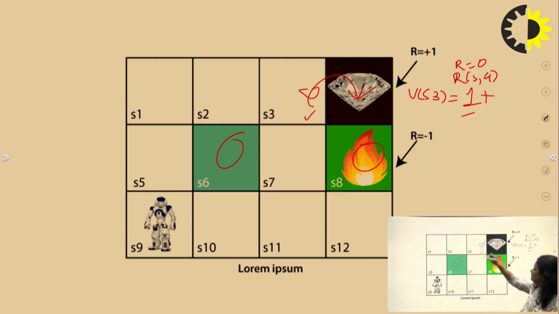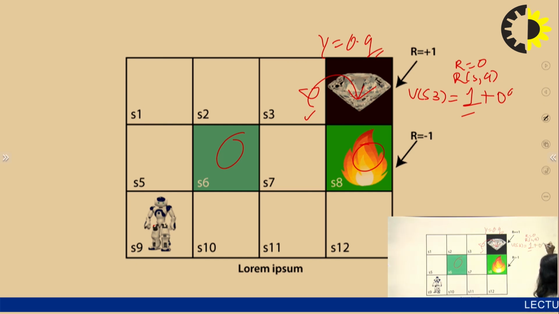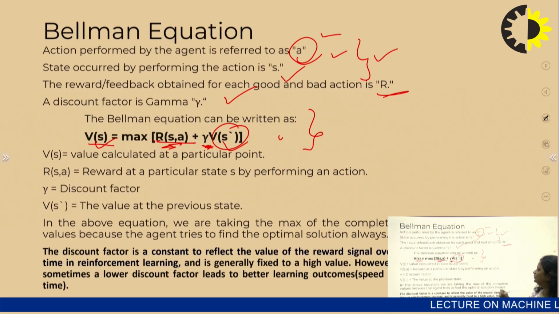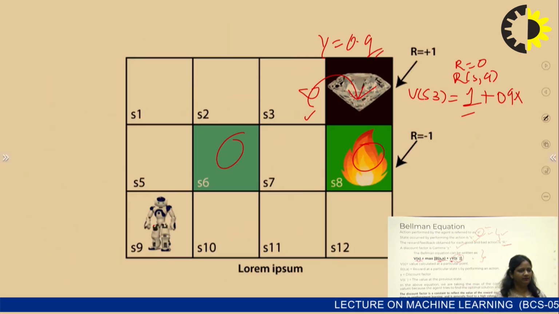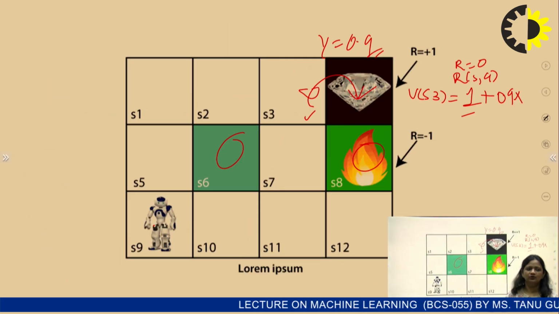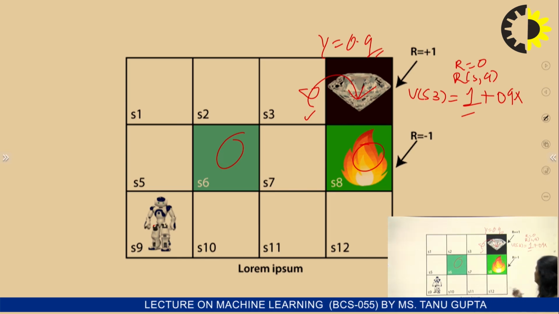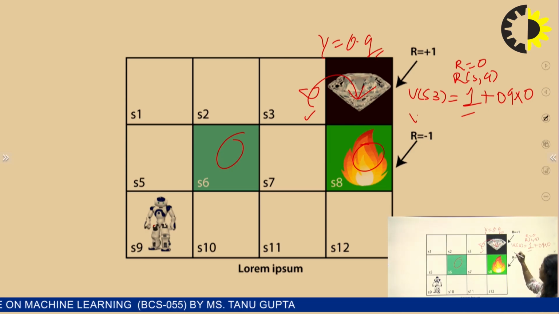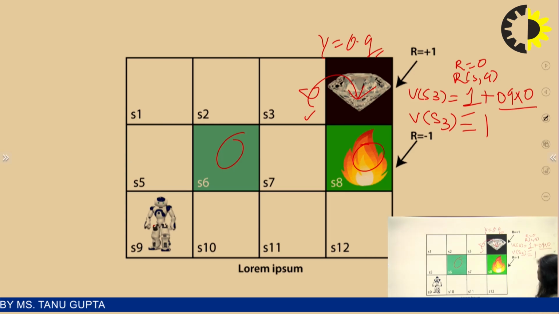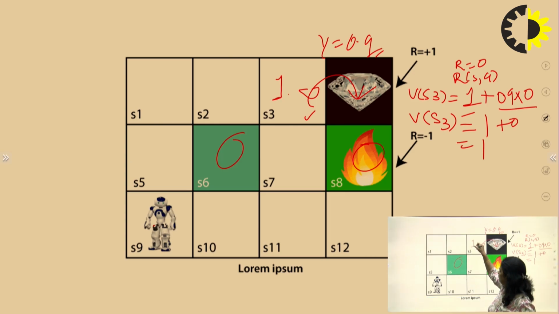For this example, we consider the discount factor to be 0.9. So 0.9 multiplied by the value of the previous state. Because we started at this location, there is no previous state. That is why the value of V(S') is 0. So what is the value of the S3 cell? It would be 1 plus 0, which is 1. So the value of this cell would be 1.